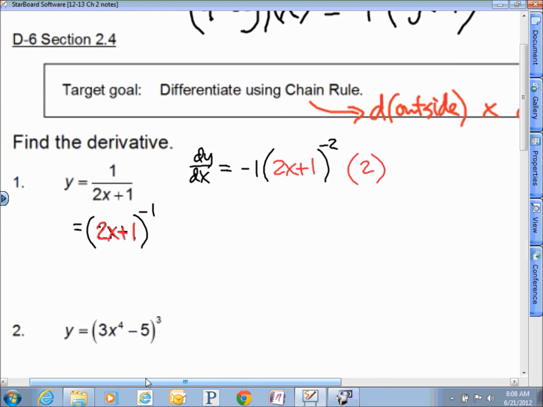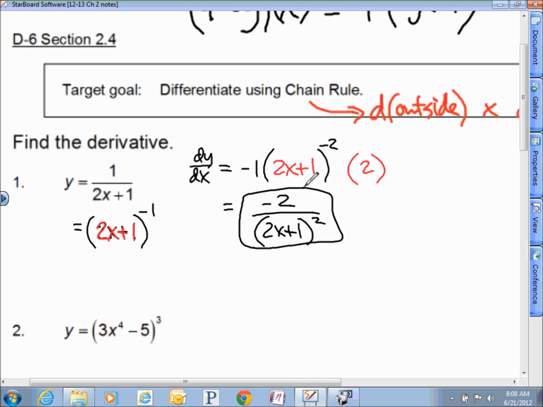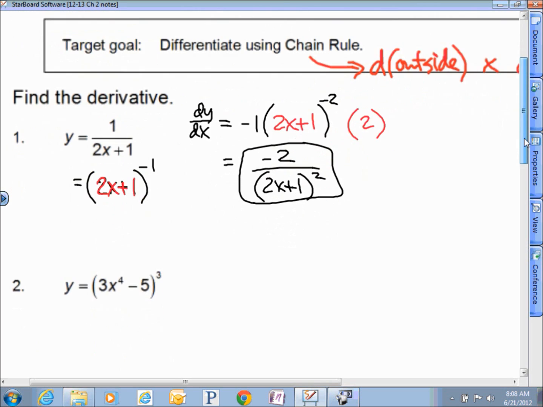When we multiply those two things together, now we can go ahead and clean it up. So if we clean this up, let's see. So we've got a negative 2 in the numerator over a 2x plus 1 quantity squared. And again, remember, never, ever multiply out denominators. It's no good.